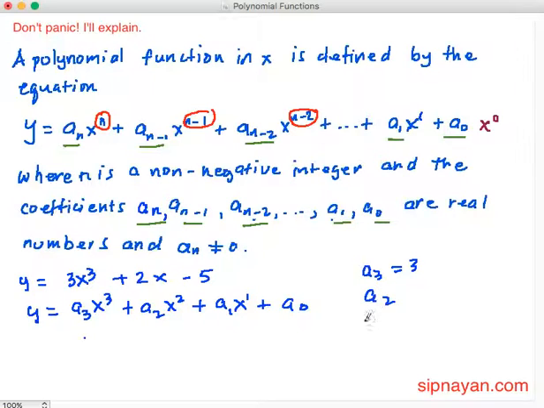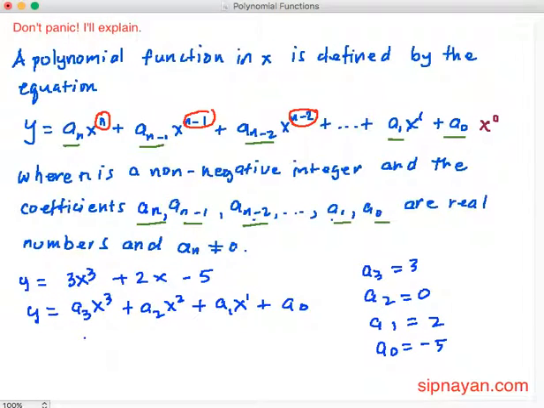What is a sub 2? Meron ba tayong x squared dito? Wala, di ba? So ibig sabihin 0x squared, wala tayong ganyan term. So, we can write 0. And then, we have a sub 1, yung may exponent na 1. This is 2x. So, this is 2. And we have a sub 0, ito yung a sub 0 natin, minus 5 or plus negative 5. Okay? So, I think these are enough examples, no?